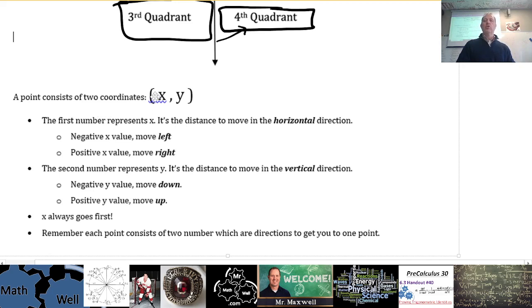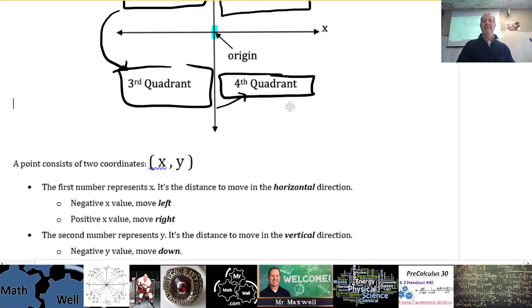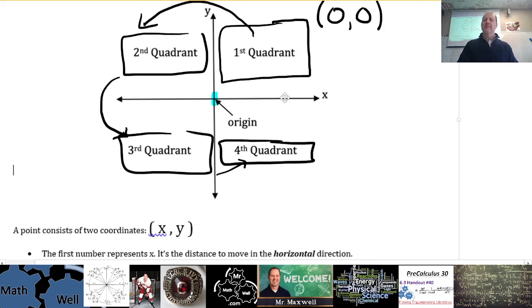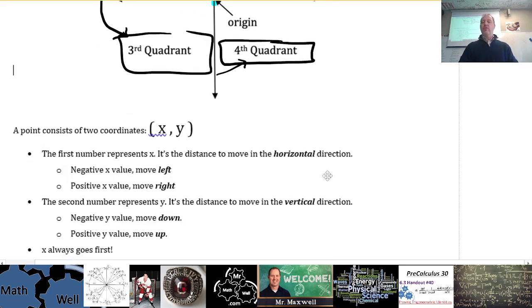But a point consists of 2 coordinates, the x coordinate and the y coordinate. And pretty amazing that the horizontal axis is labeled the x-axis and the vertical is labeled the y. So that gives you a strong indication of the directions that these numbers or values will actually give you information about. So the x value is the value that you go left or right in the horizontal direction. So if you have a negative x value, that means you move from the origin, and again, this is always from the origin, you move left.